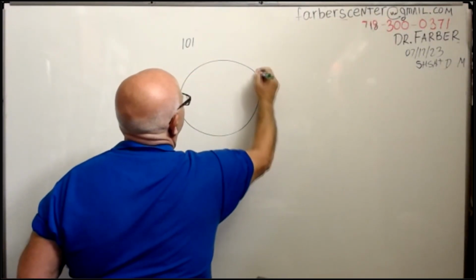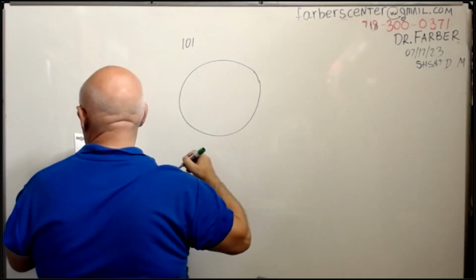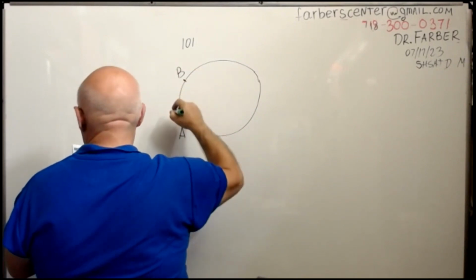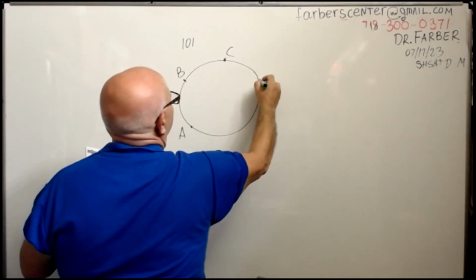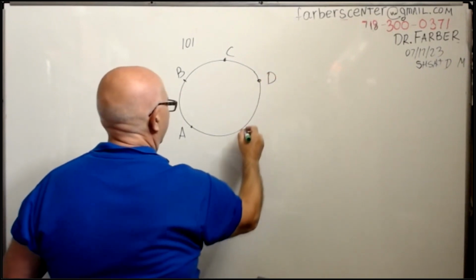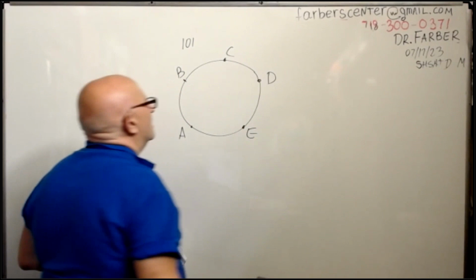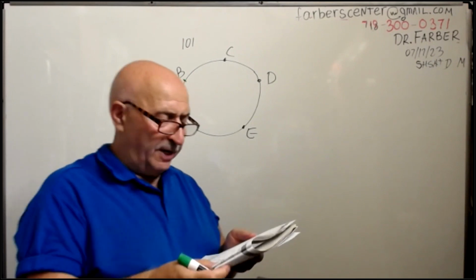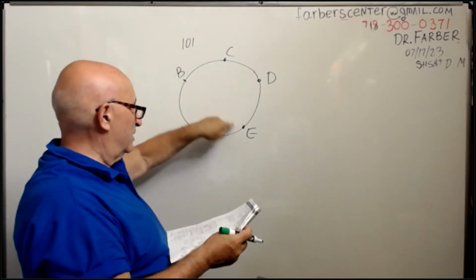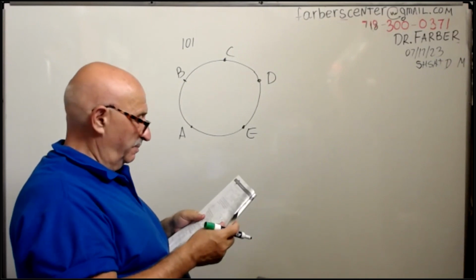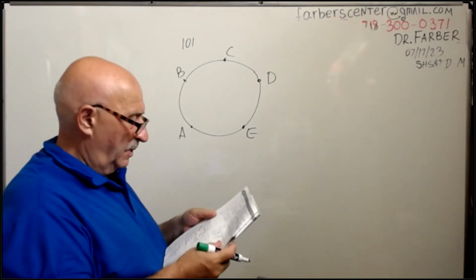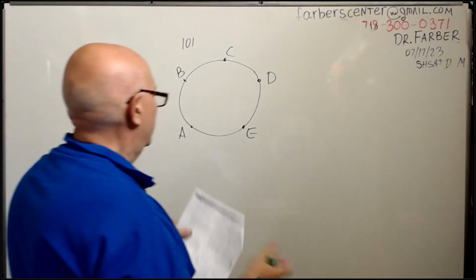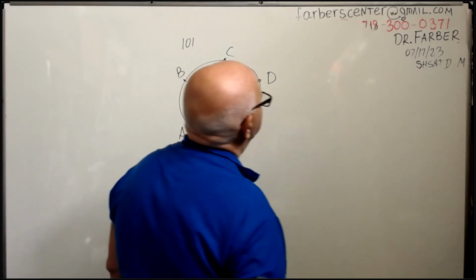Imagine I have the circle. And on the circle, they have A, B, C, D, and E. And they ask you, if you connect line segments between each of these, for instance, this and this, this and this, you connect all of them to each other, how many possible pairs can you get? Well, this is a pure combination problem.